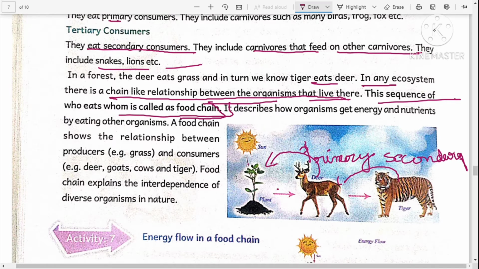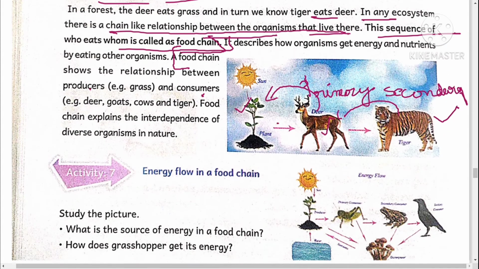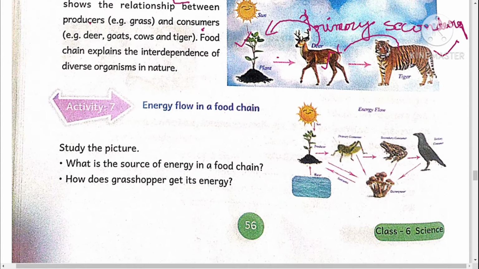Generally, the food chain is a straight line, so there is only one single chain. It describes how organisms get energy and nutrients by eating other organisms. So a food chain shows the relationship between the producers and consumers. For example, producers are the plants, the primary consumer is a deer and the secondary consumer is a tiger. So the food chain explains the interdependence of diverse organisms in nature. That means how animals depend on other organisms.